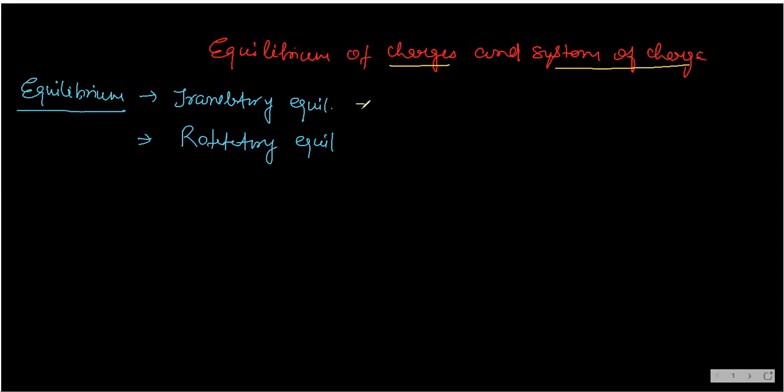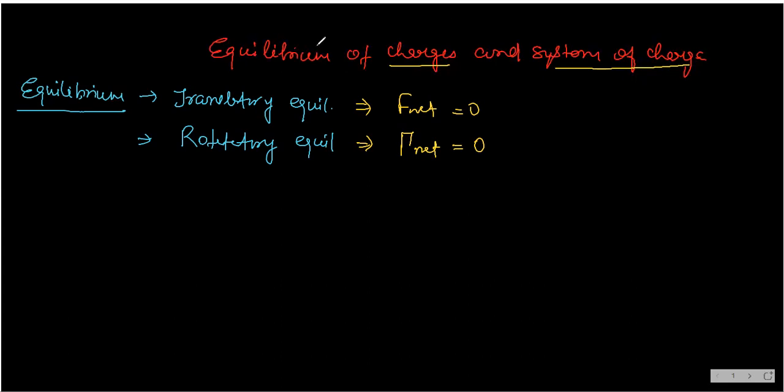So for the translatory equilibrium, my dear kids, the net force should be zero, be it a charge or be it any body. And for the rotatory equilibrium, the net torque upon that particular body has to be zero. So these are the two types of equilibrium which could be discussed, and the conditions for these two equilibria one by one are given: the net force should be zero and the net torque should be zero.